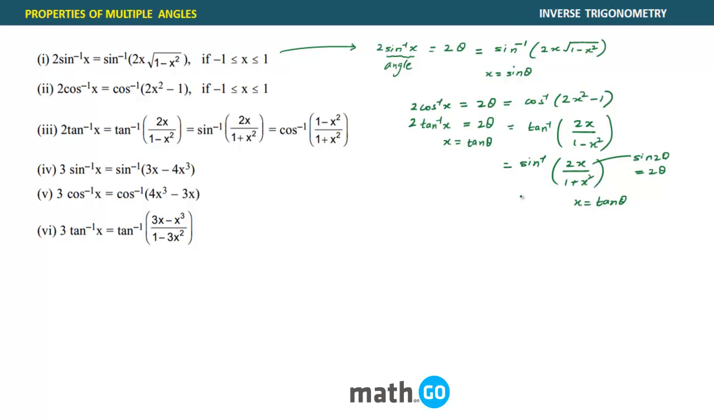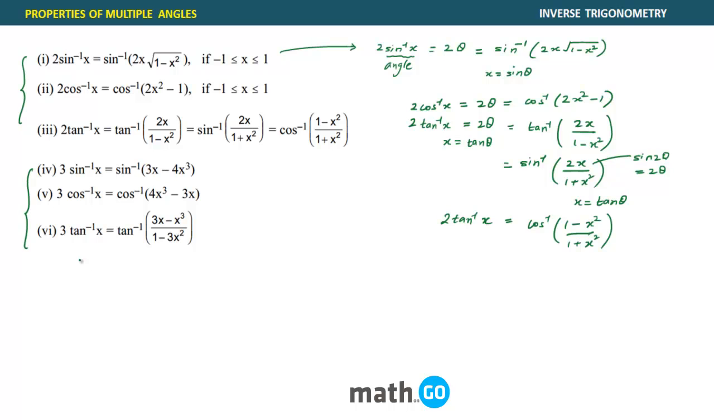So no problems. Similarly, you can convert 2 tan inverse x in terms of cos, right? You can say cos inverse of 1 minus x square upon 1 plus x square, because if you again put x equal to tan theta, the RHS will give you the value that is nothing but 2 theta, same. So these are the multiple angle formulas when they are 2 theta.